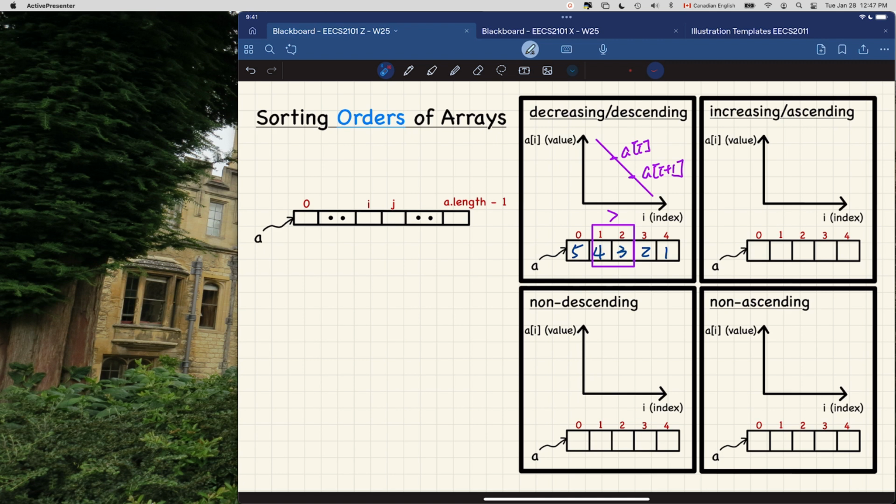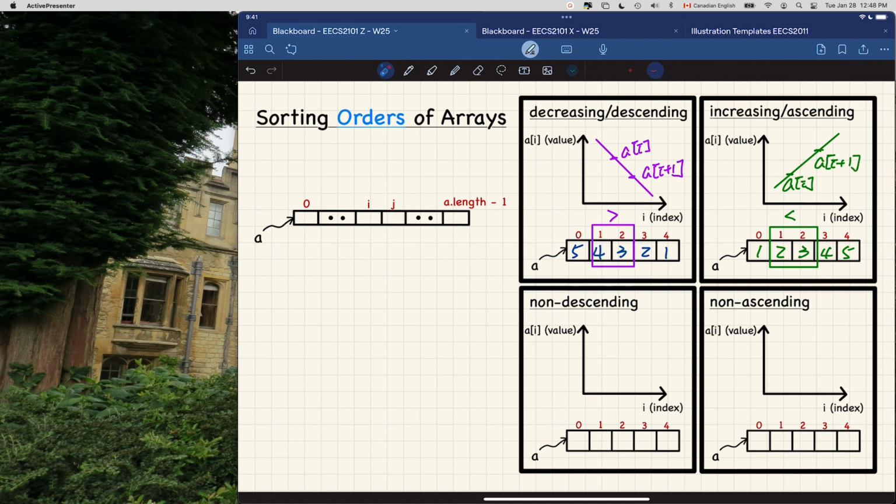Symmetrically, when we talk about increasing, ascending, it's just the other way, right? One example would be, let's say, 1, 2, 3, 4, 5. If I choose any 2 elements over here, now the relationship should be smaller than, because it's going upwards, right? So the trend should be something like this. This will be A[i], and this will be A[i+1]. You can see strictly smaller, right?